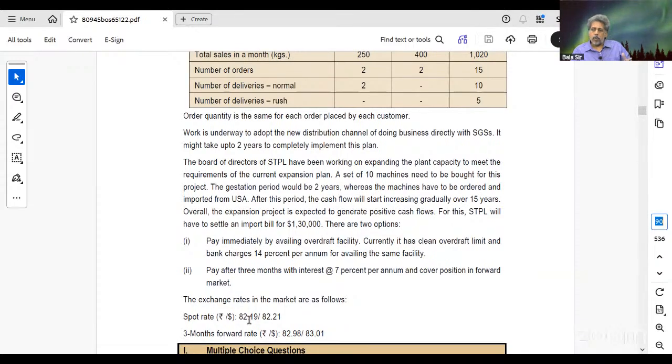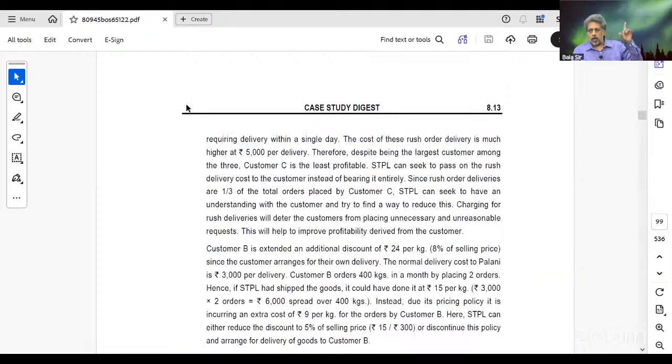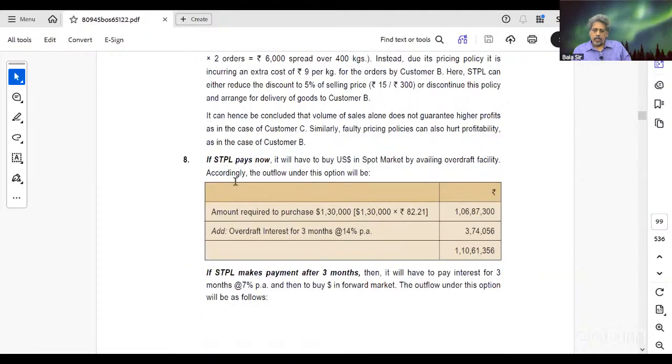Forward rate. What are the forward rates given? Rupees by dollar 82.98 by 83.01. Okay, 83.01 are the rates given. Now let us go ahead and take on the solution to this. And solution for descriptive question 8 is there in page 99. Okay, let us go ahead and take on the solution to that.